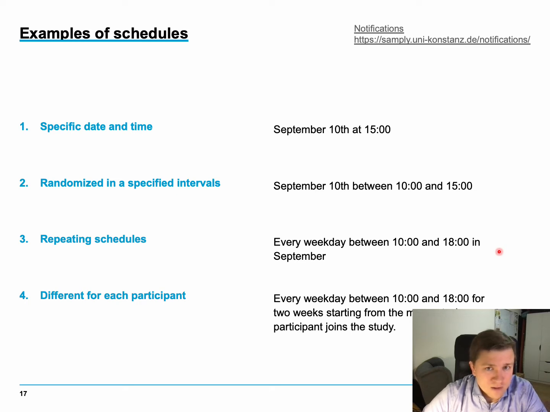And finally, the last example demonstrates that the schedule can be constructed with regard to each participant, in particular with regard to the moment when the participant started the study. In this case, participants can join the study at different times. The dates will be different, but each participant will receive notifications for 2 weeks.